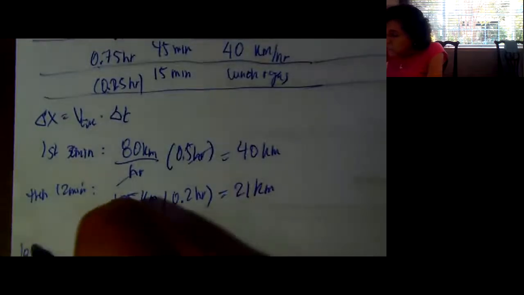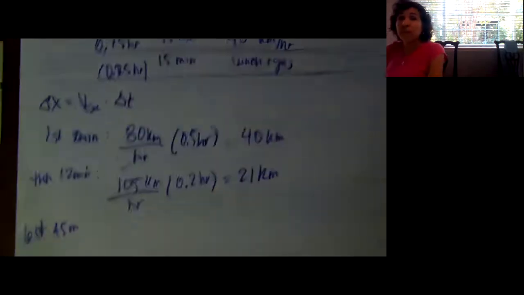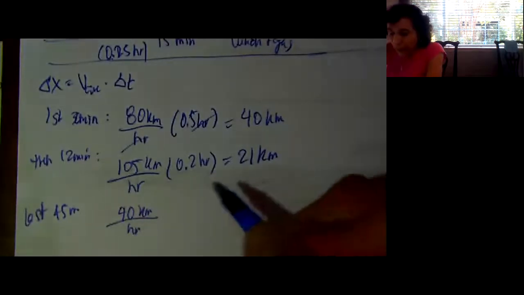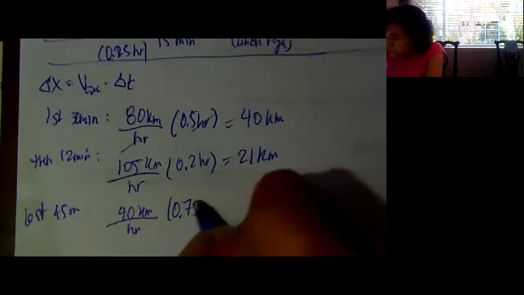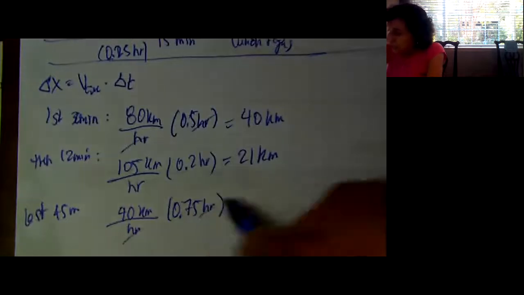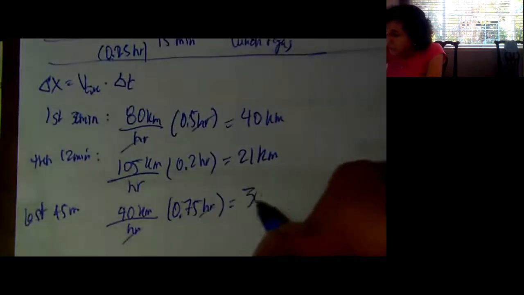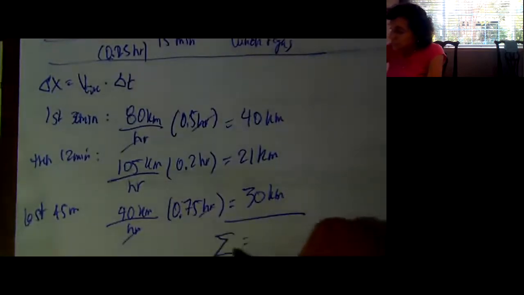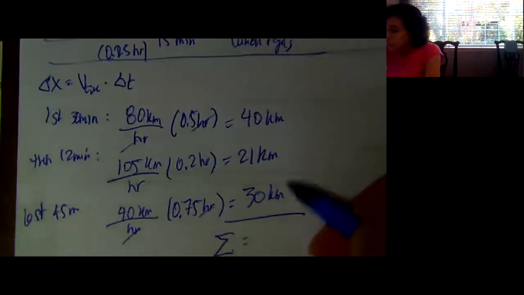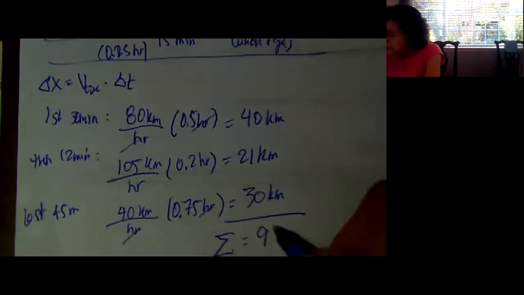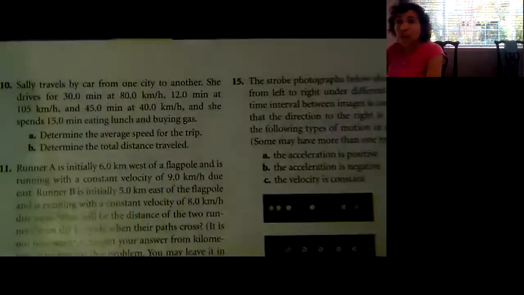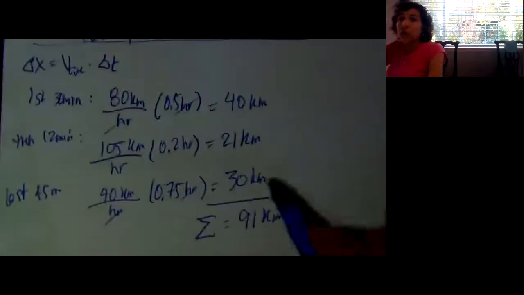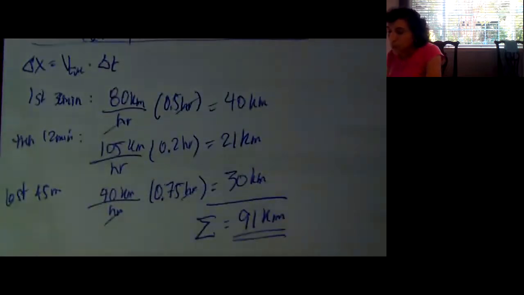And then let's do the last 45 minutes. Last 45 minutes, what do I have here? 40 kilometers per hour. And she went 3/4 of an hour, which is 0.75 hours. My hours cancel out. And what do I get? I get 30 kilometers. Okay. So what is this total? 40 plus 21 plus 30, that's my total distance. I have 91 kilometers. And by the way, one of the questions they asked here, the second one, determine the total distance traveled. Well, here you go. You just figured out the total distance traveled was 91 kilometers.